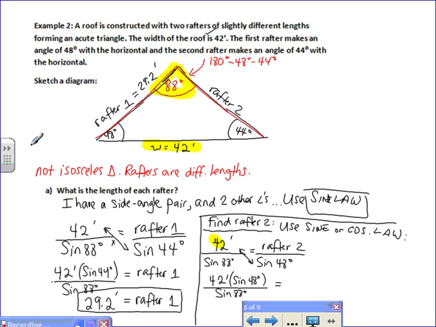equal to, and if we go ahead and solve for that, it's going to give us 31.2 feet, and that's my answer for rafter 2. Okay, that's my length of rafter 2. And I go back to my diagram and I can put that in there. So that's equal to 31.2 feet. So we use sine law here to solve for all of our unknowns. But we have to start by thinking about what information we're given in our problem.